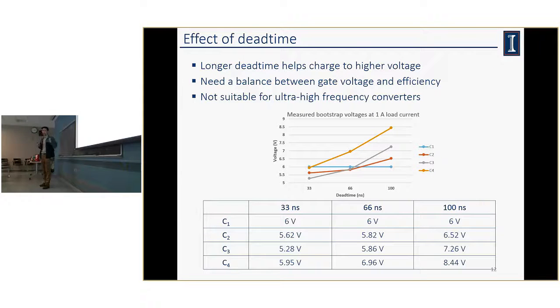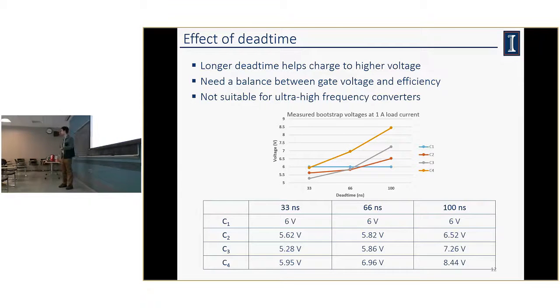Another one is the dead time. This overcharging mechanism only happens during the dead time, and the length of the dead time will determine how high your voltage can be charged to. As you can see, with a longer dead time, the capacitor can be charged to a higher value. But as we know, a very long dead time is not desirable for the overall operation of the power converter. It will degrade the efficiency, and it's something we should avoid.